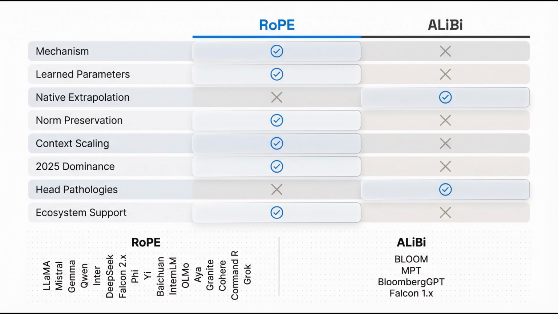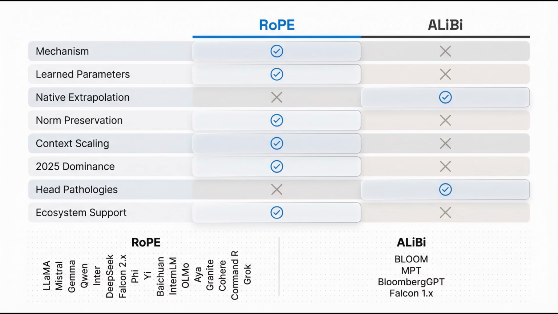Mistral, RoPE. Gemma, RoPE. Qwen, RoPE. DeepSeek, RoPE. Falcon second generation switched from ALiBi to RoPE. Yi, Phi, RoPE. The tooling followed adoption. Flash attention, vLLM, Hugging Face with the RoPE scaling parameter. The entire ecosystem optimized for RoPE. The scale of dominance is enormous. Dozens to over 20 model families with RoPE against only a handful with ALiBi. Ecosystem beat elegance. This isn't the first time in the history of technology.